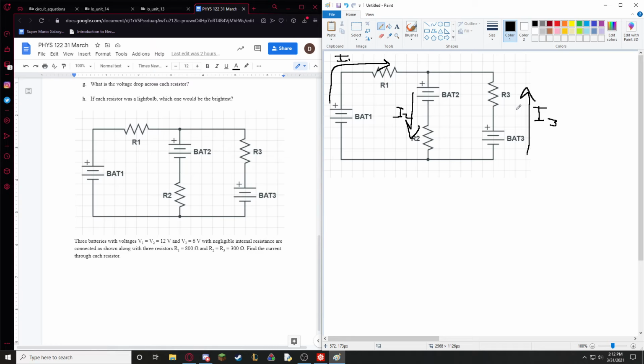Use Kirchhoff's laws. So what are Kirchhoff's two laws again? Voltage and current laws. So what's the voltage law?